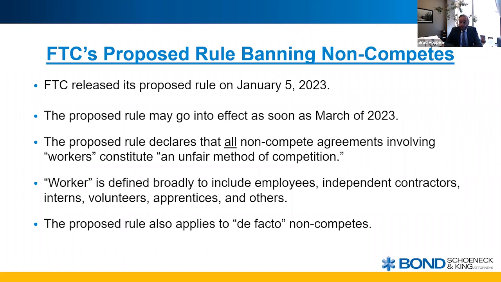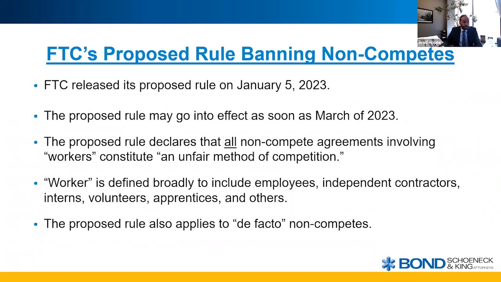The proposed rule goes much further than what the executive order envisioned. It doesn't seek to curtail only the unfair use of non-competes. Rather, it declares that all non-compete agreements involving workers constitute an unfair method of competition. The proposed rule defines worker very broadly to include not only employees, but also independent contractors, interns, volunteers, apprentices, and others. So pretty much anyone that provides a service for your company would be a worker under this proposed rule.